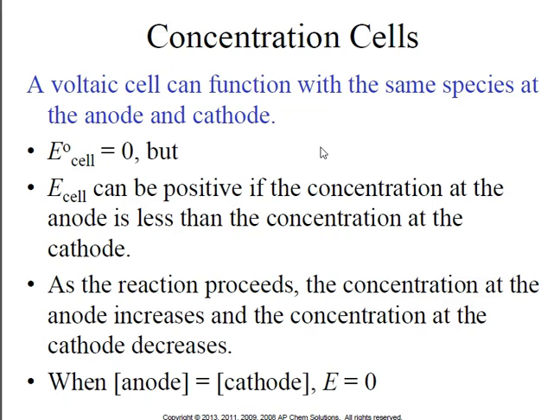Because the voltage of a system is affected by the concentration, you can actually make a voltaic cell or a battery with the exact same metal at the anode and the cathode. If you did that, if you think about your reduction potentials, you'll have your reduction potential for the same metal at the anode and the cathode. So you're going to be taking that same metal and flipping it and adding it to itself. So your standard reduction potential is going to be 0.